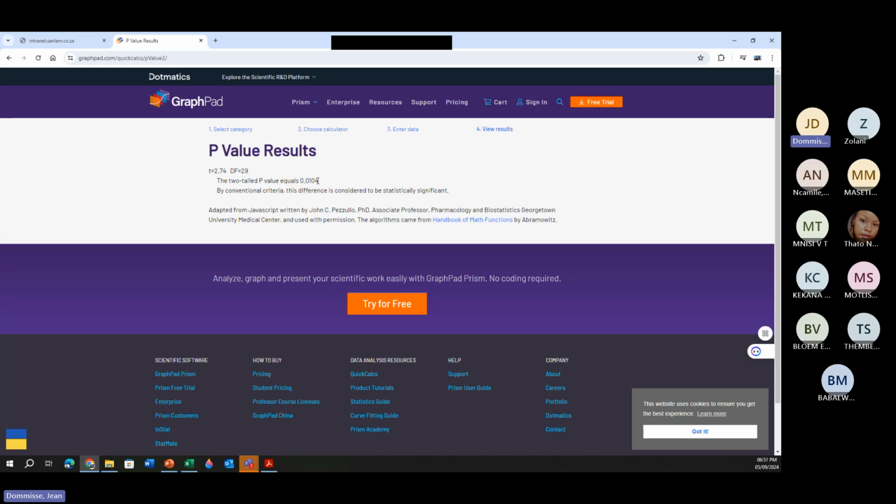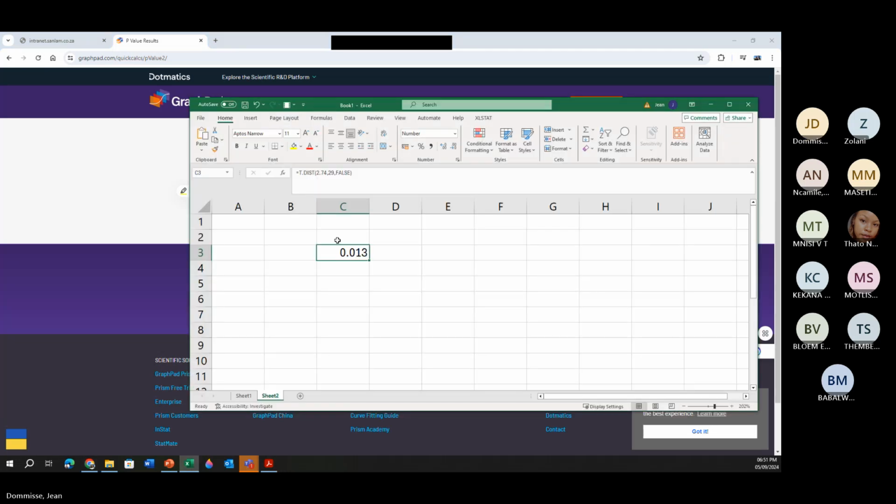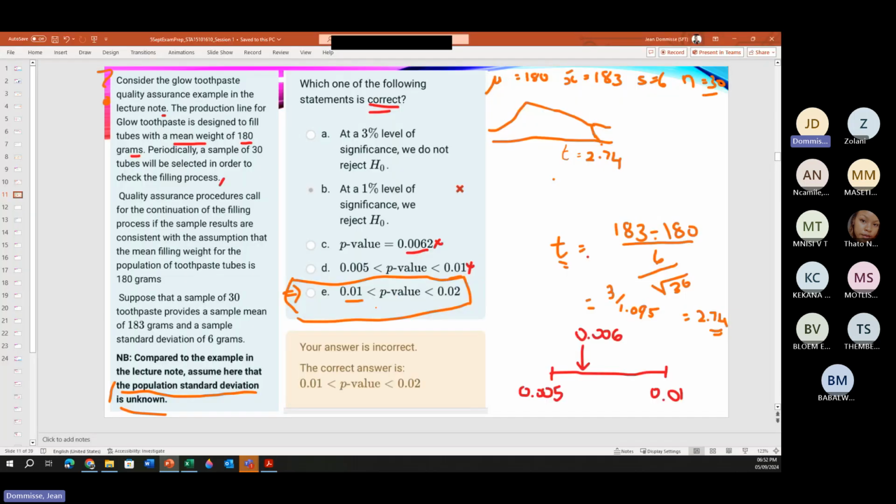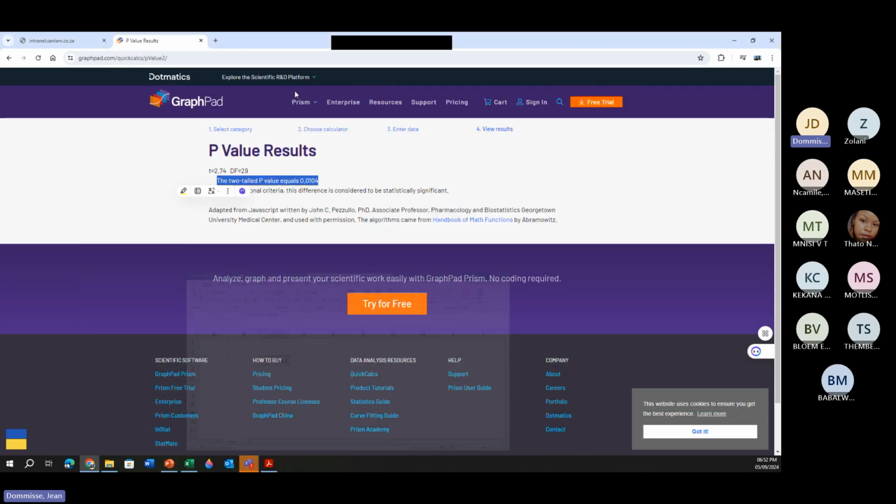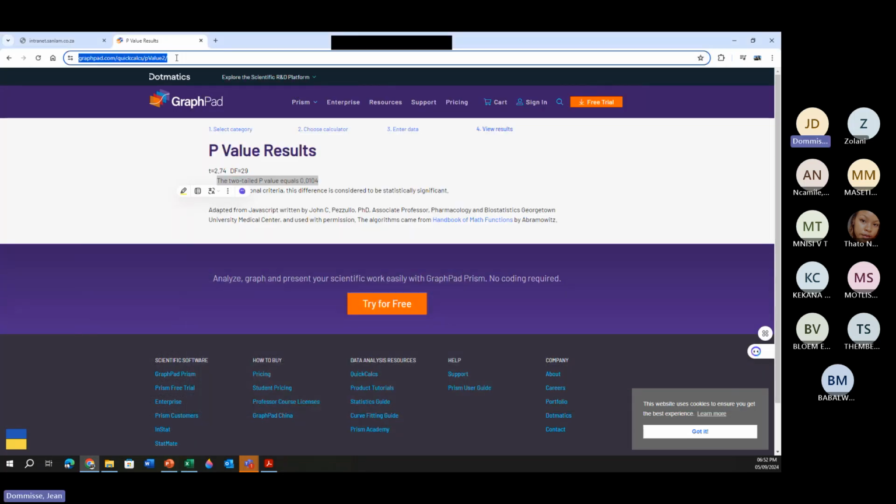Okay, so it also gives us the 0,0104. 0,0104. So it's slightly different, but it does give us the same answer. So it is between 0,01 and 0,02. Okay, so I am again going to copy this in the chat. That is another one that you can reference.